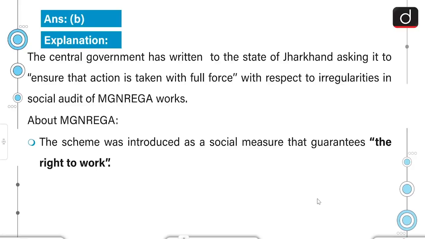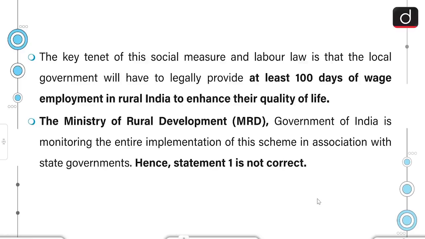The central government has written to the state of Jharkhand asking it to ensure that action is taken with full force with respect to irregularities in social audit of MGNREGA works. The scheme was introduced as a social measure that guarantees the right to work. The key tenet of the social measure and labor law is that the local government will have to legally provide at least 100 days of wage employment in rural India to enhance the quality of life.